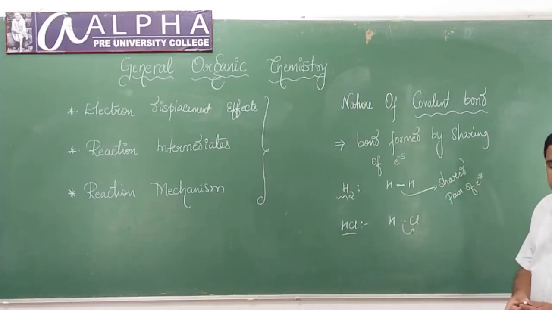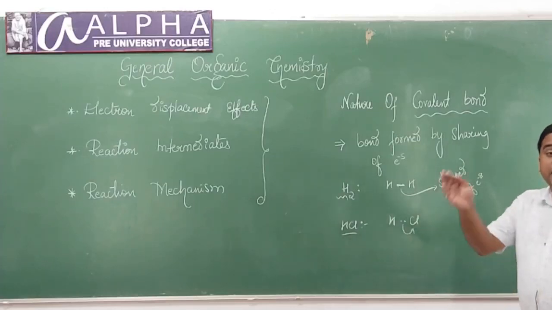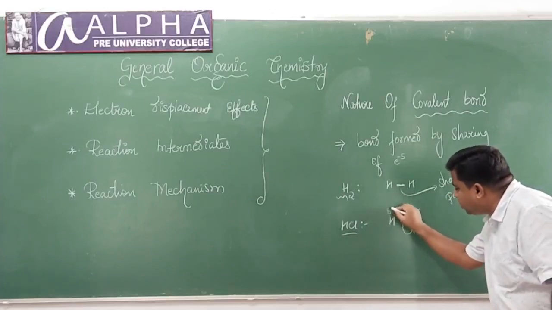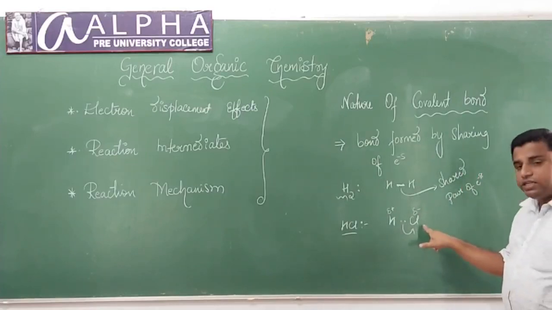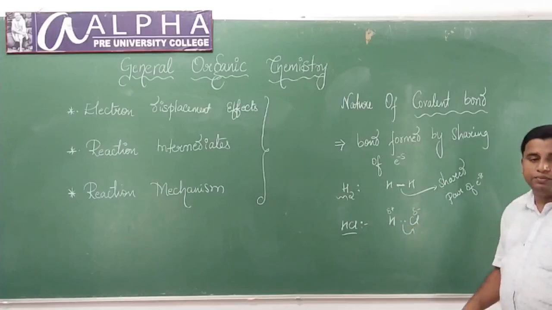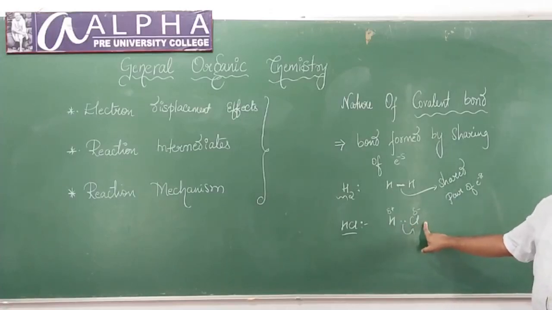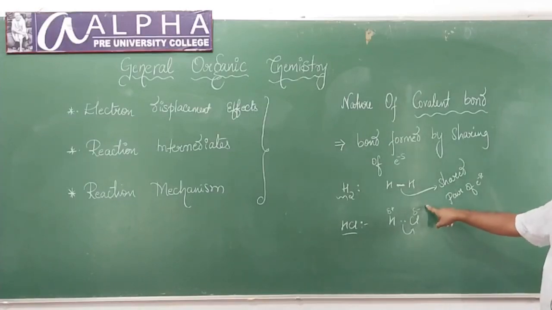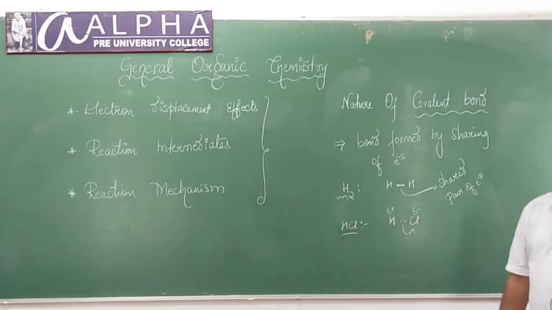As a result, the shared pair of electrons will be more towards chlorine and less towards hydrogen, and hence chlorine is going to develop partial negative charge and hydrogen is going to develop partial positive charge. What is happening here? Due to the electronegativity difference between chlorine and hydrogen, the shared pair of electrons will be more towards the more electronegative atom, and that more electronegative atom will develop partial negative charge, and the less electronegative atom is developing partial positive charge.